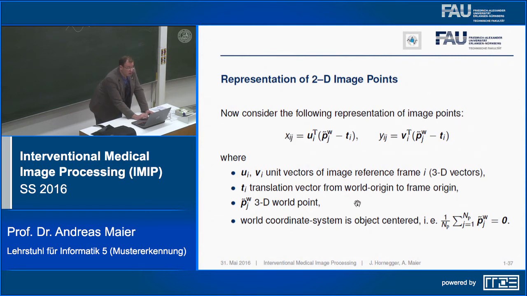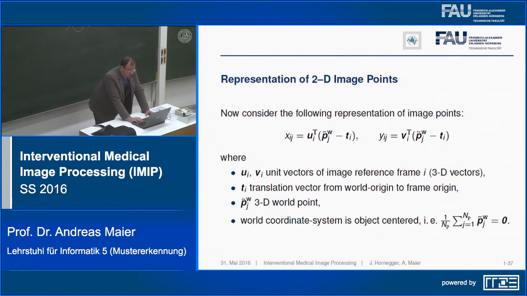And now we will show that we can actually get rid of this translation vector t if we use this trick that we center our world coordinate system also into the centroid of the points. So this means that if we take the average, or if we compute the center of mass of our 3D points, we will get the zero vector. So this is a vector with only three zeros.